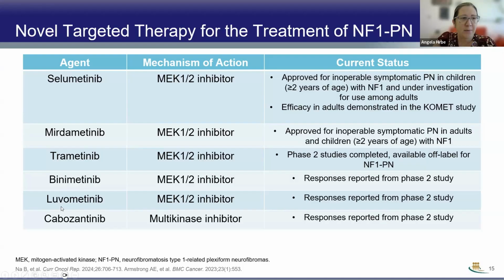Trametinib, binimetinib, and luvometinib are all also MEK1/2 inhibitors that have been studied in phase 2 studies with responses reported, but these do not have FDA approval for this indication at this time. And then cabozantinib is the multi-kinase inhibitor that has also had responses reported in phase 2 studies, but does not yet have FDA approval for this indication.